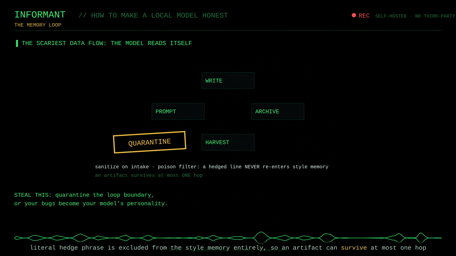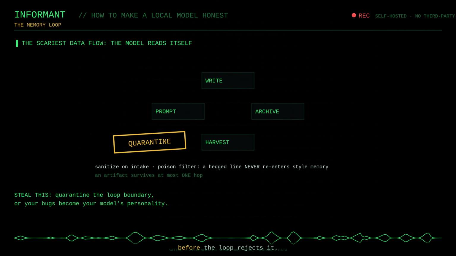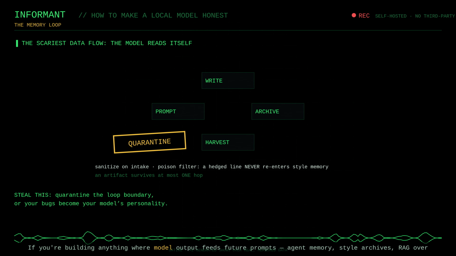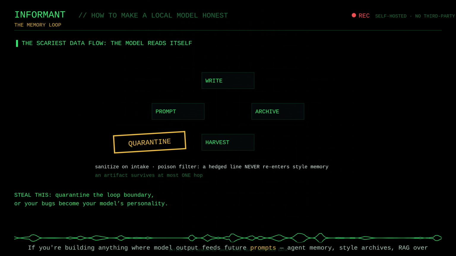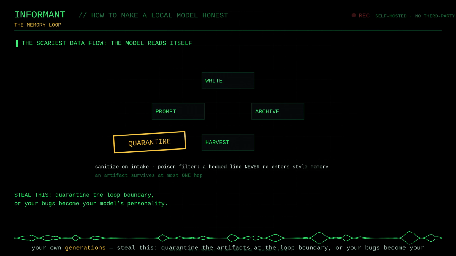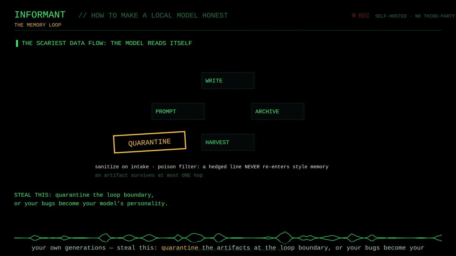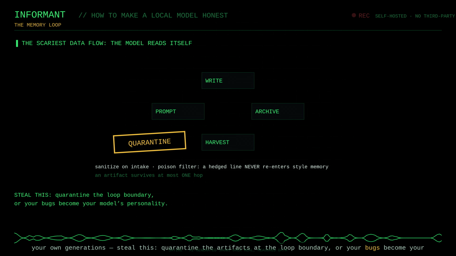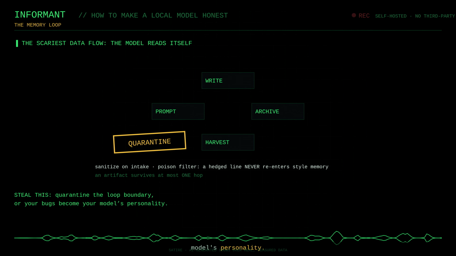So an artifact can survive at most one hop before the loop rejects it. If you're building anything where model output feeds future prompts, agent memory, style archives, RAG over your own generations, steal this: quarantine the artifacts at the loop boundary, or your bugs become your model's personality.